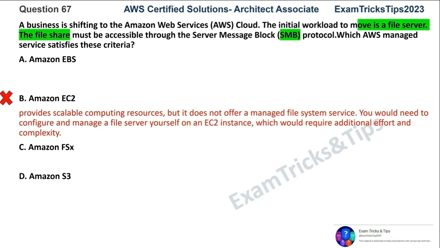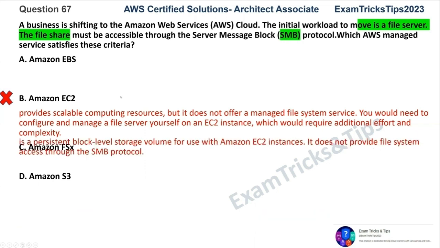The next one wrong, almost as bad as option B, is Elastic Block Store. Now, Block Store is block level storage that is used with Amazon EC2 instances. It's not a file system solution. So that's wrong as well.